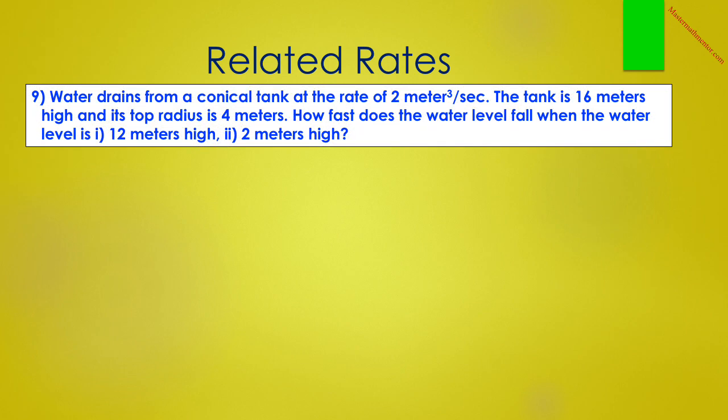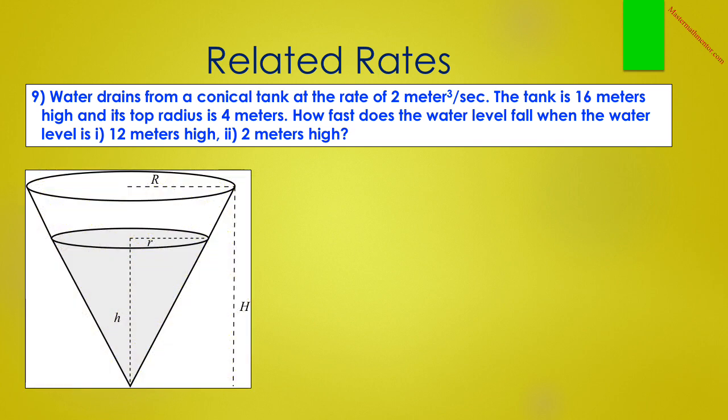Number 9 is another cone problem. Water drains from a conical tank at the rate of 2 cubic meters per second. The tank is 16 meters high and its top radius is 4 meters. How fast does the water level fall when the water level is first 12 meters high, secondly 2 meters high?